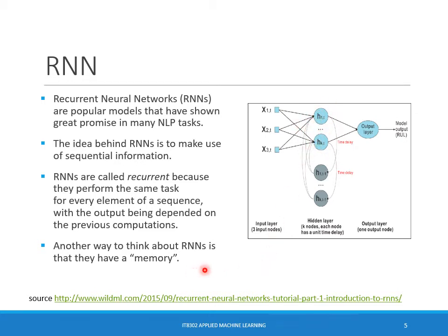Another way to think about it is that RNNs are recurrent because they perform the same task for every element of the sequence. The information is fed back to itself, with the output being dependent on the previous input that's fed back to it. Another way to think about this is that RNNs have a form of memory. They can remember what the appearance of the data was in the previous iteration and the iterations before that as well. So they have a kind of memory of what has happened before.